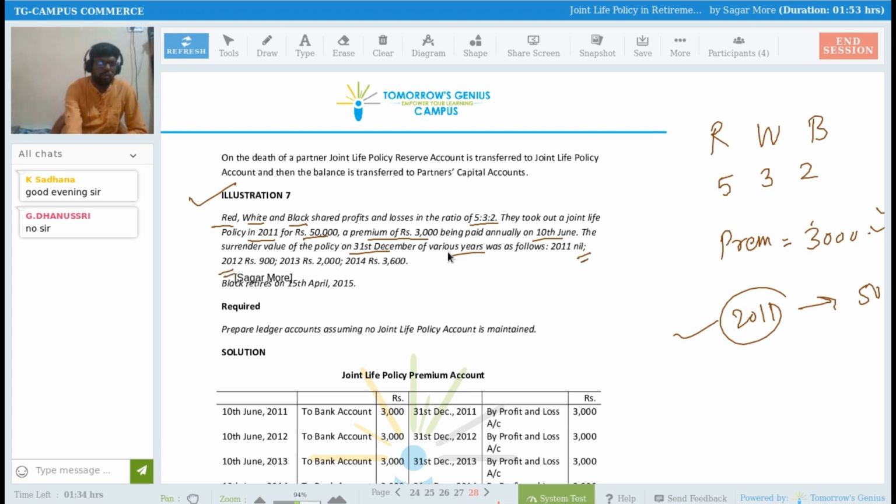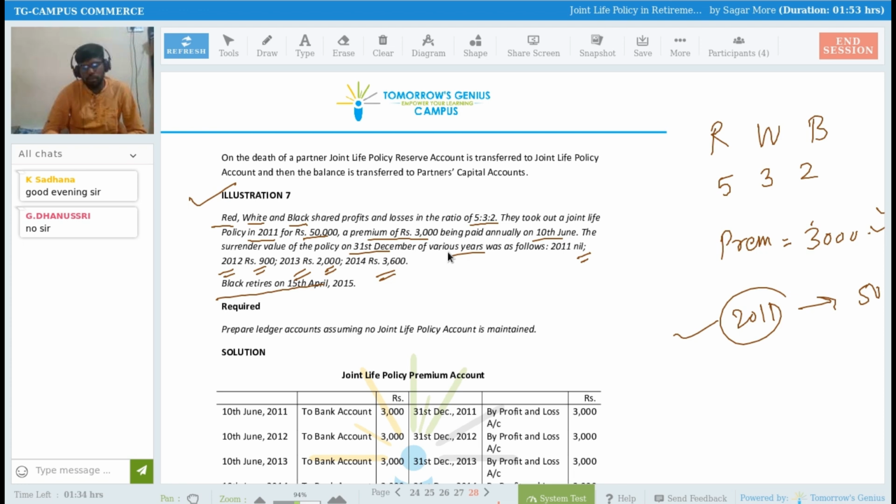If you surrender in 2012, you will be getting 900. In 2013, you will get 2,000. And if you surrender in 2014, you will be getting 3,600, right? Black retires on 15th of April 2015. So there is one partner who is known as Black, and he retired on 15th of April 2015. So this is the maturity, I can say, right?